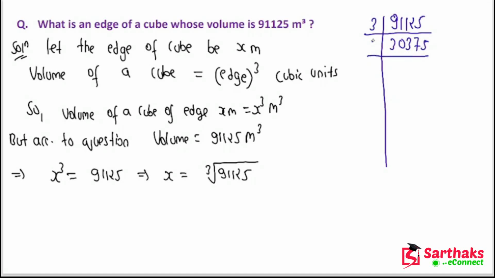Again, without checking you can continue with 3. So 3 into 1 would be 3. 3 into 0 would be 0. 3 into 1 would be 3. 3 into 2 would be 6. And then 1 5. So 3 into 5 would be 15, right?